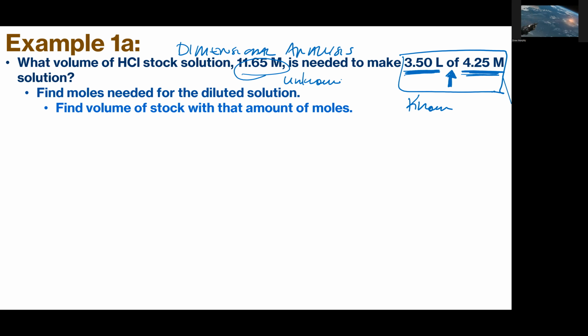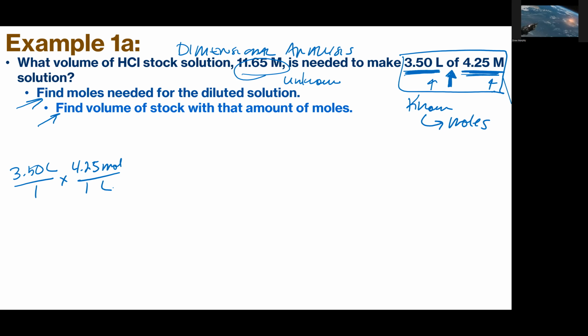When we're working through a problem like this, remember, we're looking for what volume of stock solution. So we need to figure out the moles that we need for the dilute solution, and then figure out the volume of the stock solution that provides that. Your known is going to lead you to moles because you know both the concentration and the volume. That's our start. We're starting with liters because that only has one unit with it. Our 4.25 is 4.25 moles for 1 liter, and the liters go on the bottom, so it cancels out.